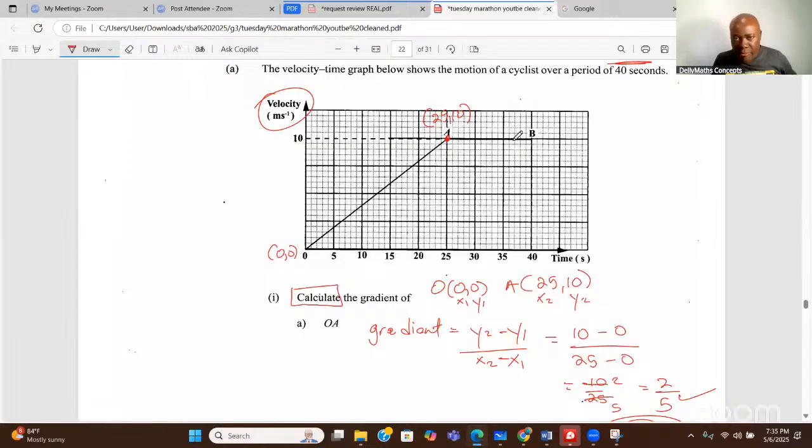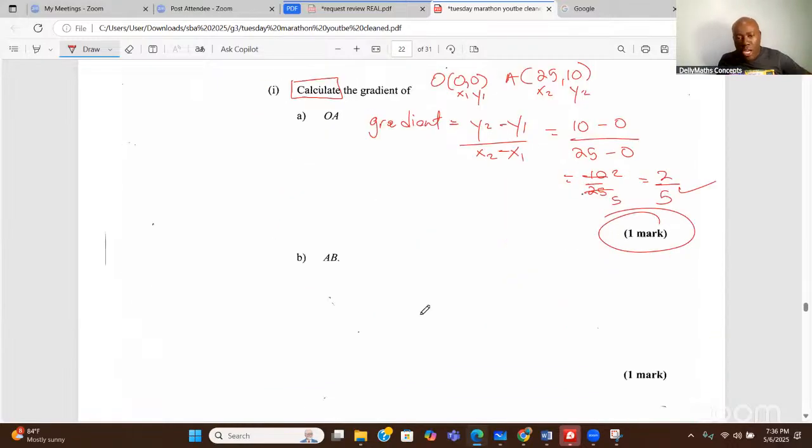AB is right here. We have the point A already. So the point B is 40, 10. Everybody agree that B is 40, 10? Talk to me. Everybody could see B is 40, 10. All right, good. So let's go here. We're going to write our A.